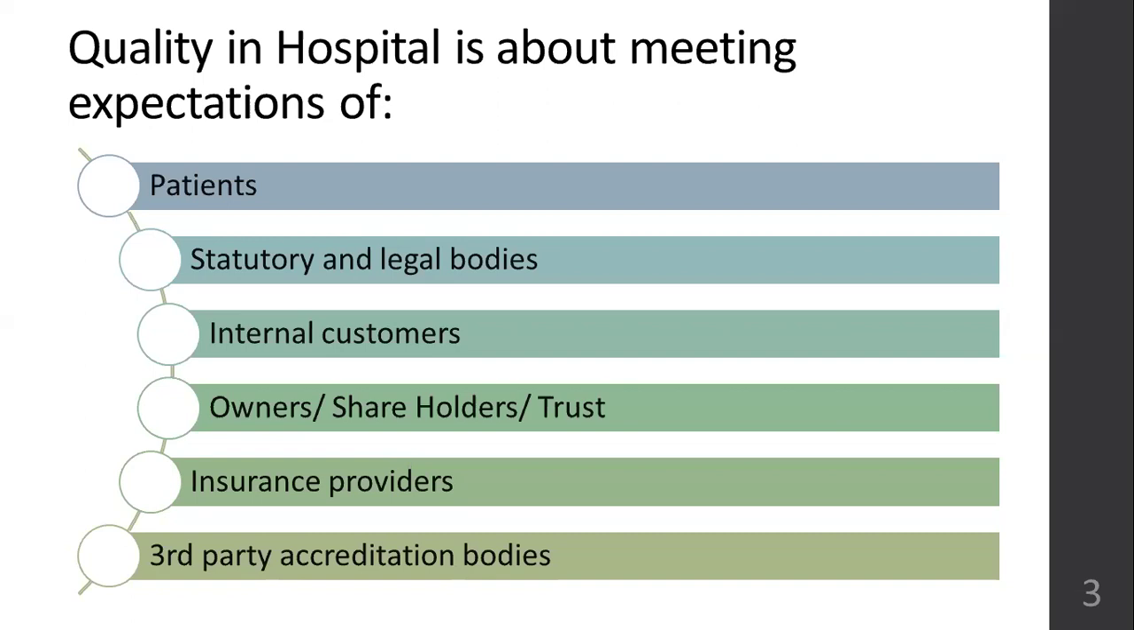Your internal customers as well. Internal customers are your own staff. You have to meet the requirements of your own staff. Owners, shareholders, trust members. If there is a trust, the trust members will also have certain expectations in terms of profit, dividends, and bonds that they hold in the hospital. So their expectations also have to be met.